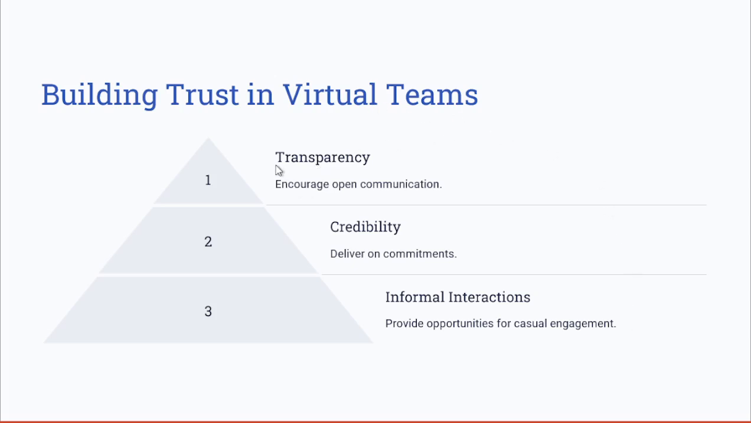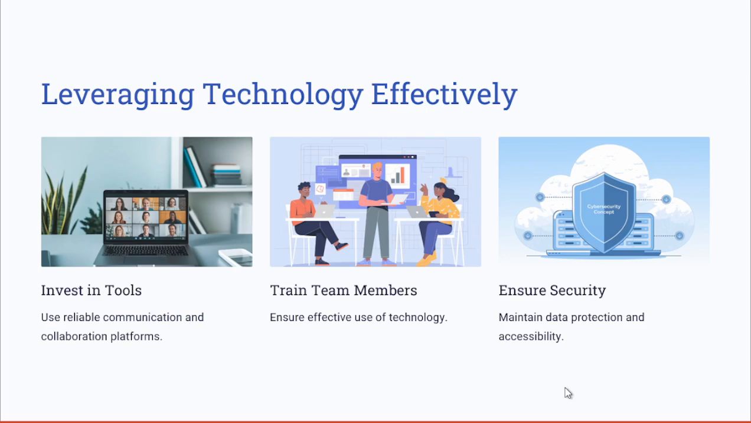So, as we say, transparency by encouraging open communication, credibility by delivering on commitments, and informal interactions, which provide an opportunity for casual engagement. Now, let's see how we can leverage technology to have effective communication.